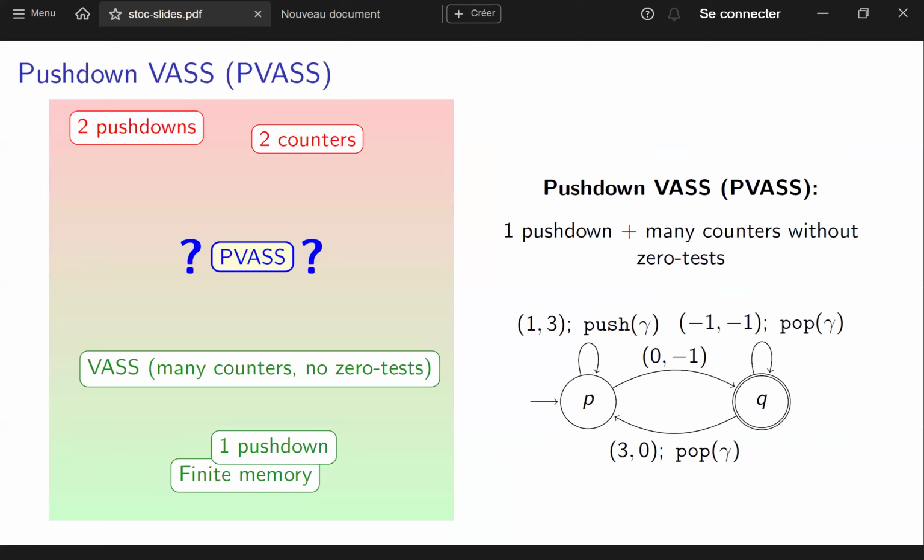At STOC, we focus on a model that is even closer to the frontier, pushdown vector addition system with states, commonly abbreviated as pushdown VAS or PVAS. These are automata with one stack and counters without zero tests. The decidability of the reachability problem has been open for 15 years, and the general belief is that it is decidable.